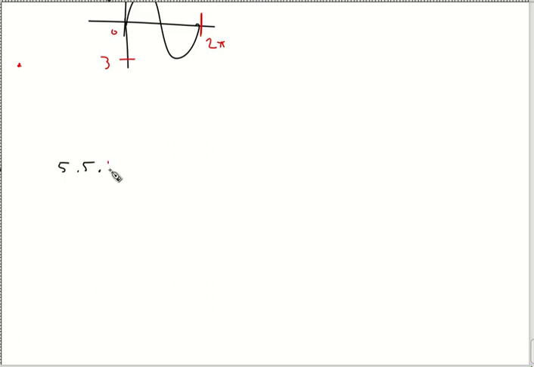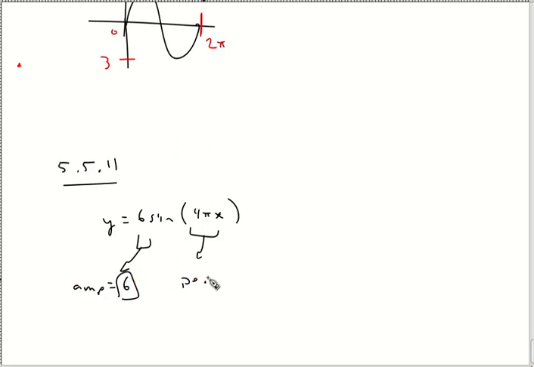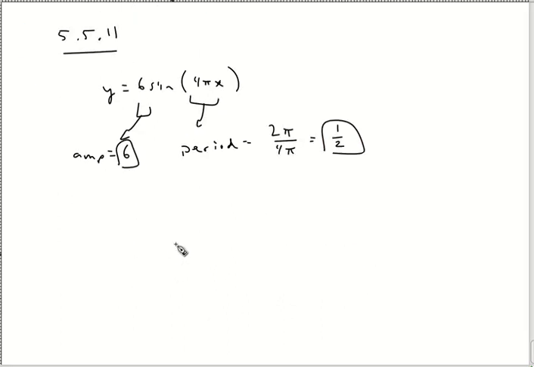5.5.11. I've got y is equal to 6 sine of 4 pi x. All right, so what we have right here is two pieces. Your amplitude is a 6. Very good. Your period is equal to 2 pi divided by 4 pi. Notice that 4 pi was your B, right? It's the thing next to x. And so the pi's are going to cancel. The 2 and the 4 cancel a little bit, leaving 1/2. Now that is weird, but it doesn't make it wrong.